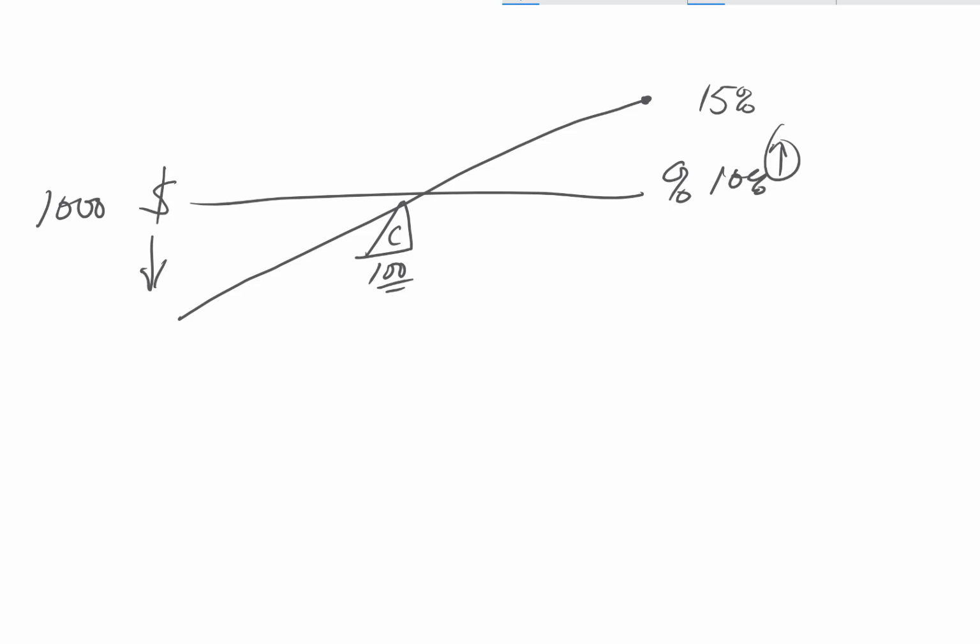In the same manner, if interest rates drop to say 5%, what happens to the price of the bond? Well, it goes up, again, making the $100 coupon look like a 5% yield.